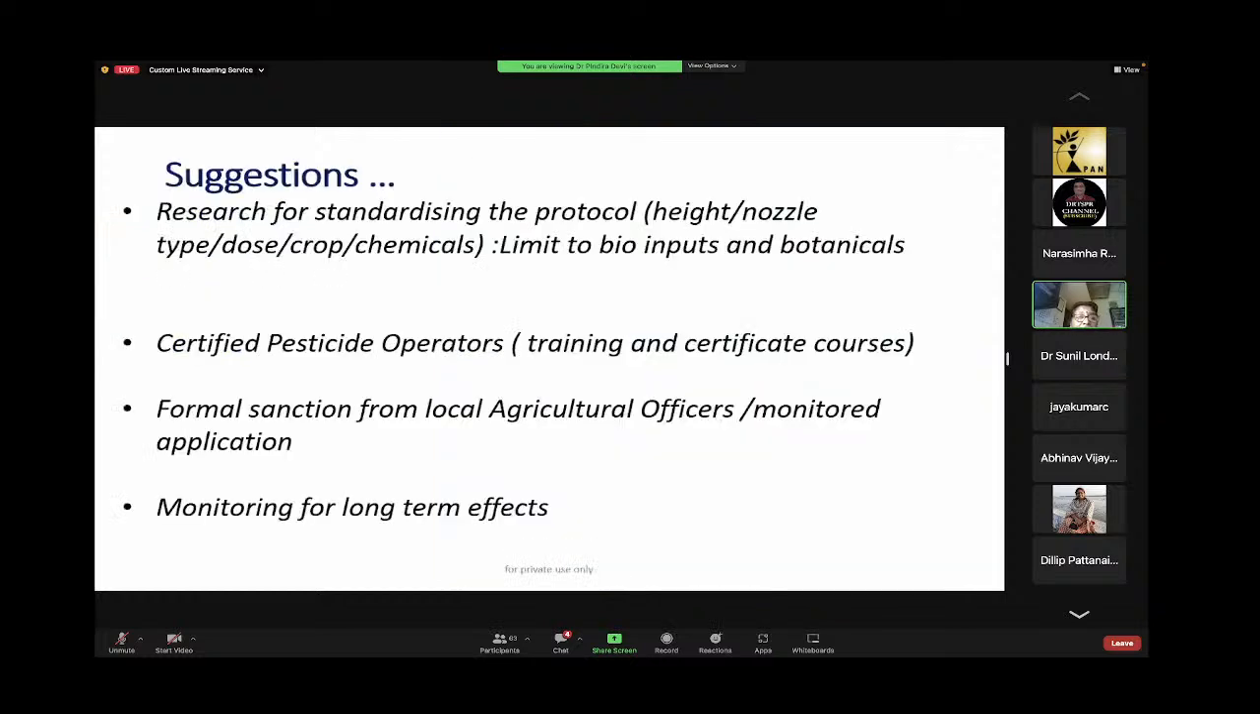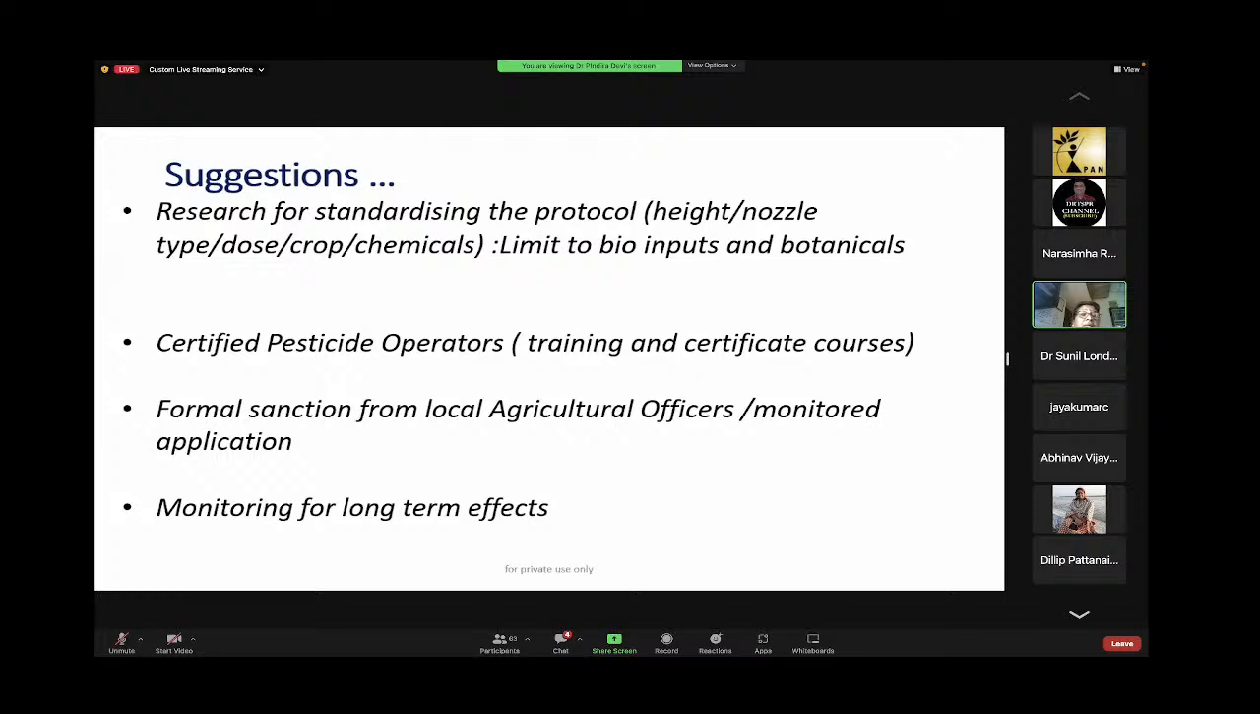So I'm just restricting my presentation to some suggestions, because I think it is better for us to accept the mechanization and use of drones for many other purposes, which we do welcome. But with respect to pesticide application, we should have a very detailed research for standardization of the protocol with respect to the type of the drone, height, nozzle type, dose of the chemical, crop, chemicals, and one more point, the speed of the equipment while spraying. Until then, it is ideal or it is safe to restrict the use to the spraying of bio inputs and botanicals.